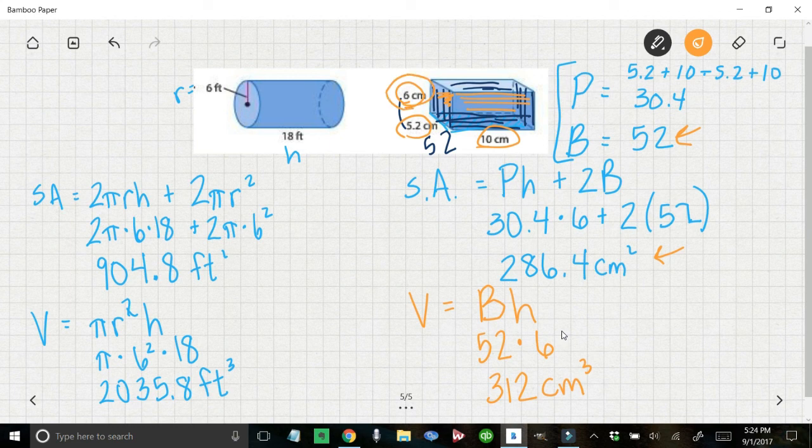For a triangular prism, remember the area of the base is going to be the area of the triangle. So you'll have to do half the area, so half base times height when you find that one.